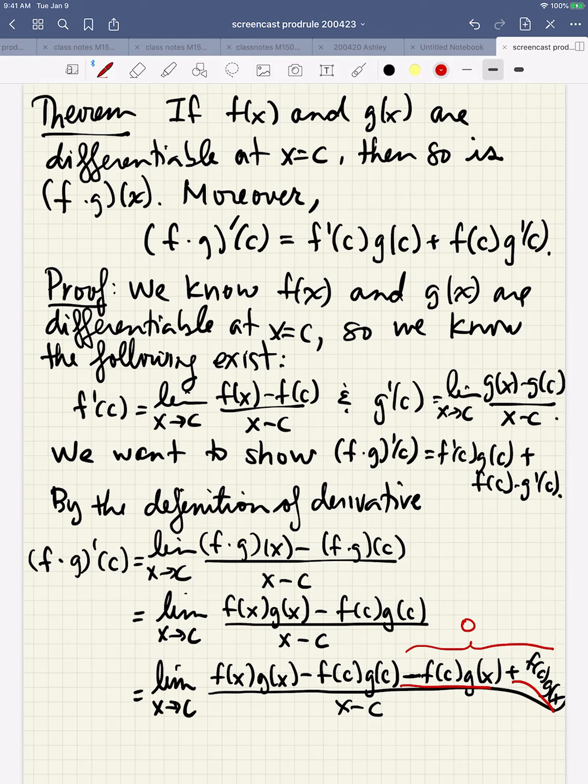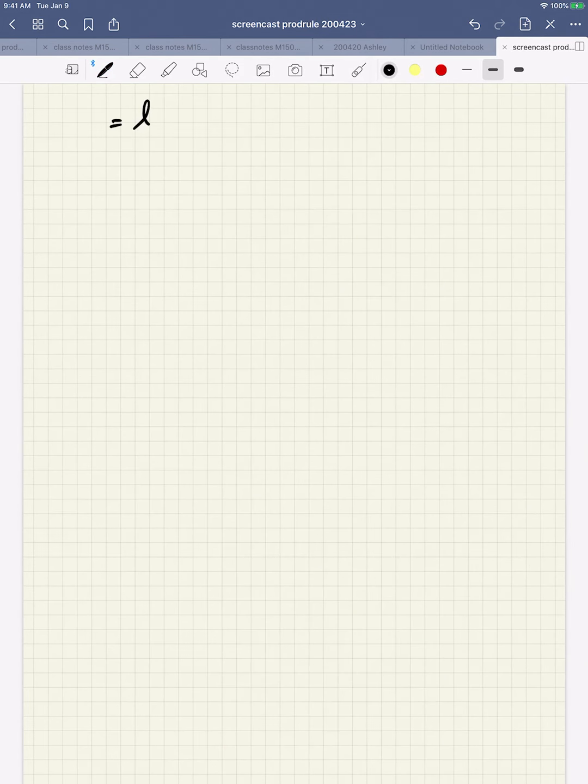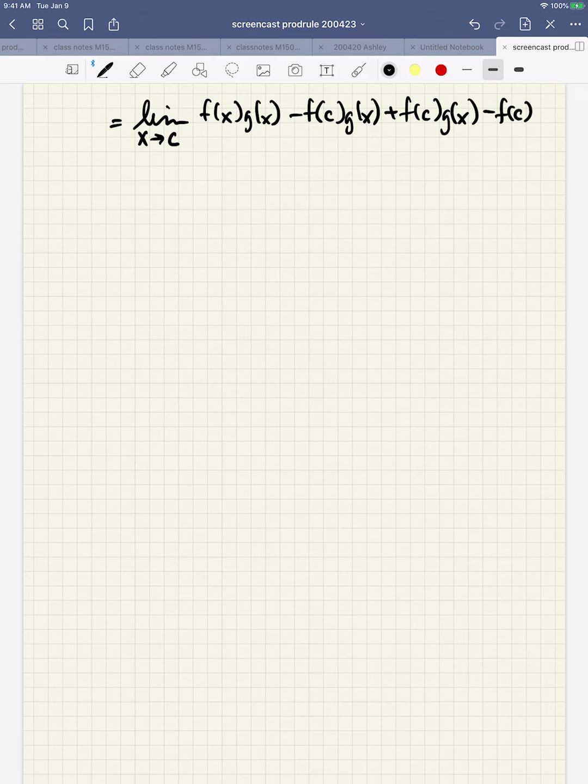So now I'm going to proceed and simplify the numerator, or just reorder terms. So I'm going to write f of x, g of x. And now I'm going to move this term, f of c, g of x, up. And then now I move this term up too. And then there's that last term we began with. All right, so you can see here are the two terms that I added, and I've just moved them around a little bit.